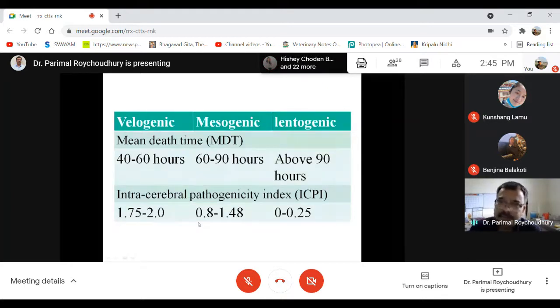I will just request you to record these 3 figures. These are the figures for the velogenic, mesogenic, and lentogenic strain. Lentogenics are least virulent, mesogenics are moderate, and velogenics are highly virulent. In case of the embryonated egg, the velogenic always causes death within 40 to 60, or maximum 60 hours, and the embryo will die. That's the property of velogenics. And mesogenic 60 to 90, and above 90, it's a lentogenic.